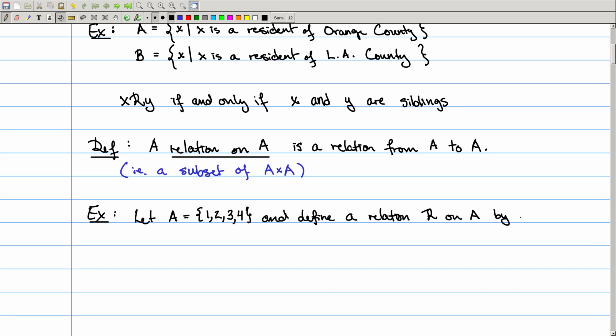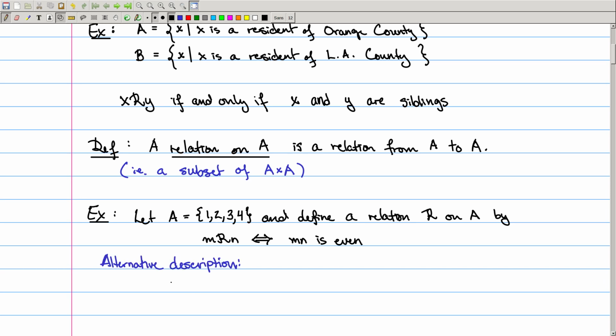So I'll let A be the set {1, 2, 3, 4} and define a relation R on A by saying mRn, that is m is related to n via this relation R, if and only if m times n is even. So this defines an example of a relation on the set A, a relation from A to A. And because relations are subsets of the Cartesian product, we can also write it down a very different way just by expressing it as that corresponding subset.